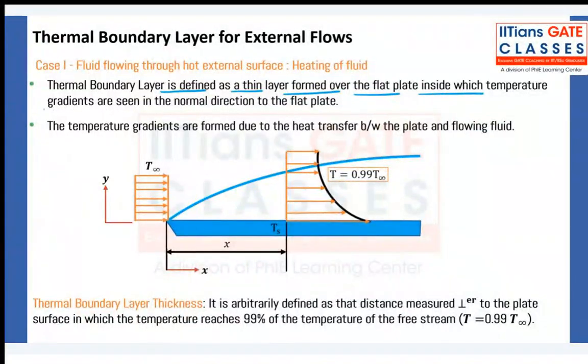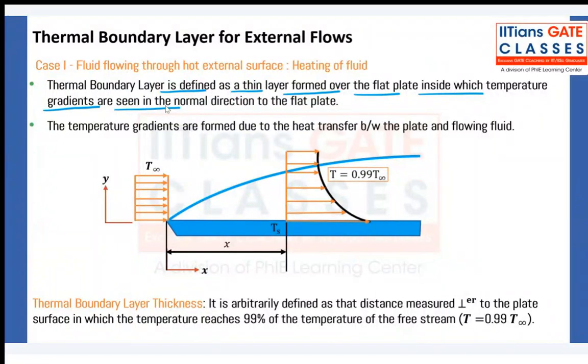Now, the thermal boundary layer is defined as a thin layer formed over the flat plate inside which temperature gradients are seen in the normal direction. Now you see why the hydrodynamic boundary layer was formed. Can you tell me? Because at the surface u was 0, and as you were going up u was increasing, so there was a velocity gradient from y equals 0 to y equals the hydrodynamic boundary layer thickness delta h.